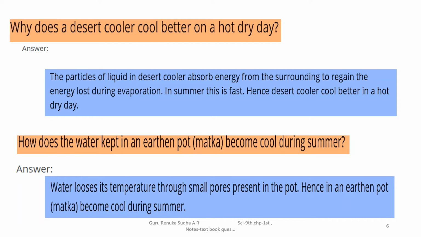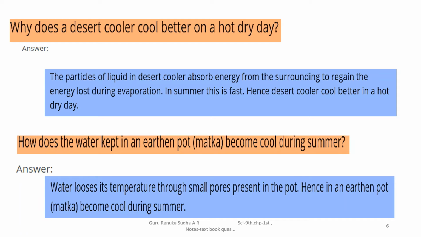So you can observe in desert places, when you visit places like Rajasthan, we can feel this type of change. The cooler will cool the air of a room faster on a hot dry day than in the winter season. Next question. How does water kept in an earthen pot, that means matka, become cool during summer?